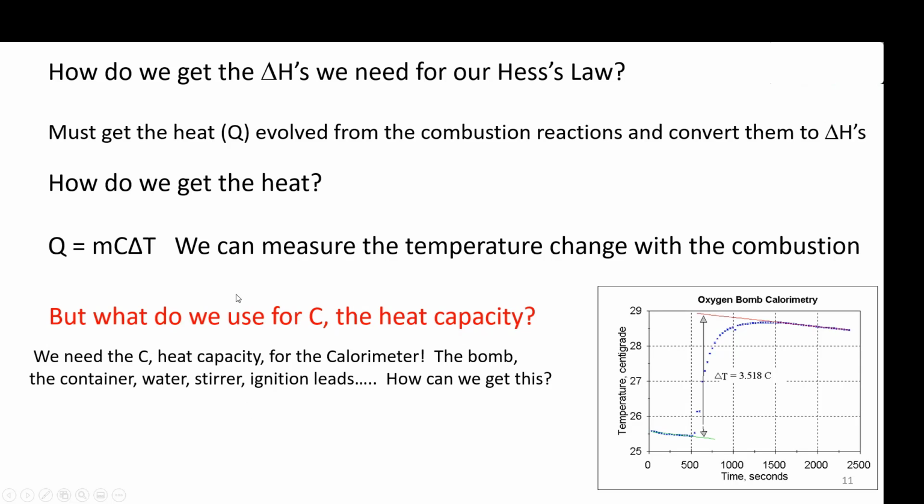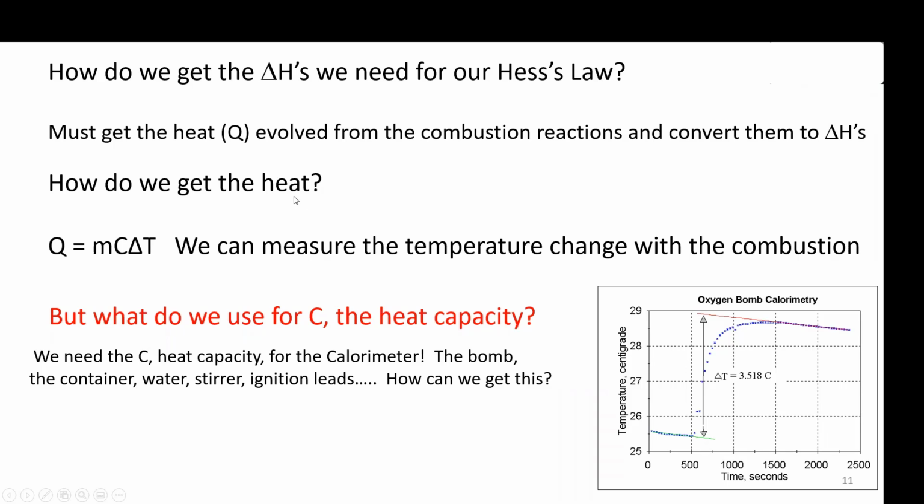So how do we get the delta H? In order to get the delta H, remember we use equation 3-1, 3-2 to calculate the delta H out of the heat of a combustion. So we must get the heat of a combustion to calculate the delta H, okay?